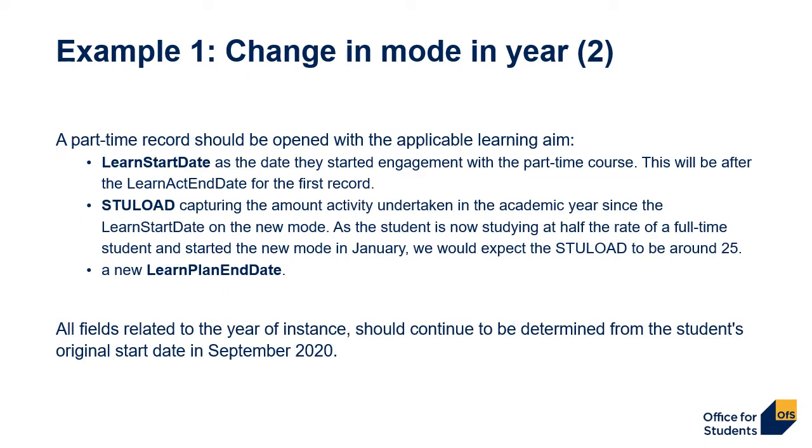If they then start studying in a part-time mode, you return them as having a new Learn start date after the Learn Act end date for the full-time work, even the day after, and you record for the remainder of the year the STU load for the part-time course. For example, in the full-time, if they went to January, that would have been 50. Now they're studying, say, at half rate for the second half of the year at 25 STU load. They'd also get a new Learn Plan end date.